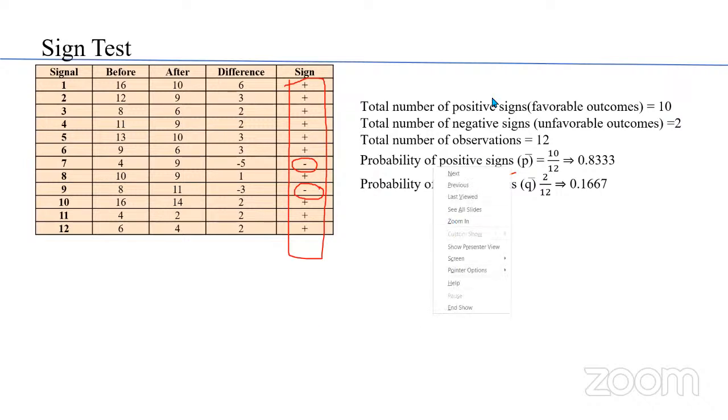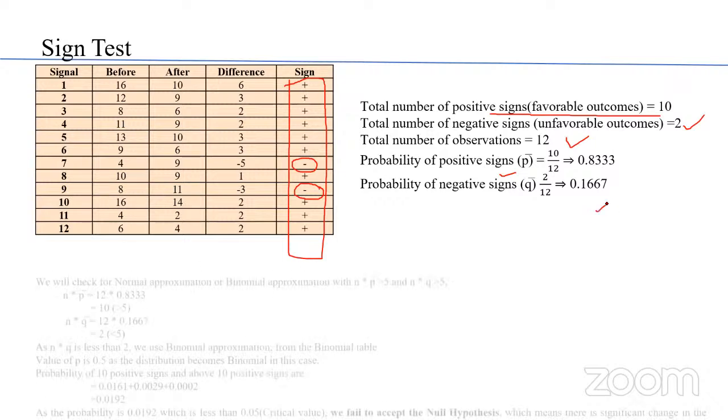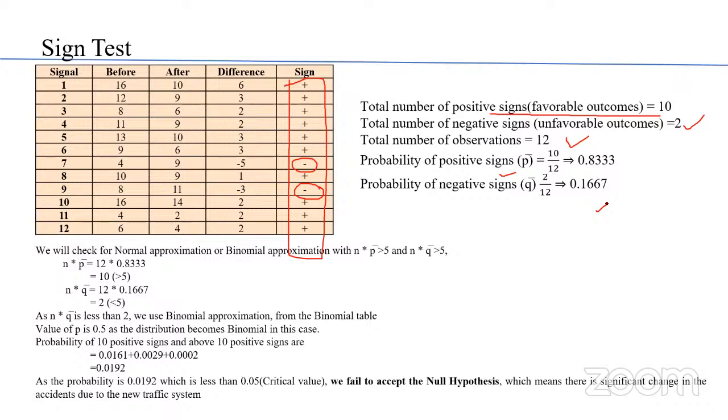And the total number of positive signs are the favorable outcomes, because you're trying to decrease the number of accidents, so we express it in terms of proportions. It is 10 divided by 12, that is p bar, and 2 divided by 12 is q bar. We have to check the normality condition by multiplying n into p bar and n into q bar. If either value is less than 5, then we use the binomial approximation method.